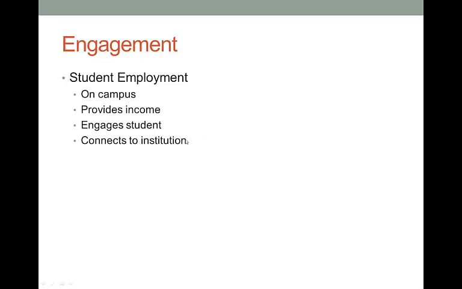And we know from Tinto that connecting with faculty and staff and engaging the student is critical. Providing them income will help with the low income piece, and having them on campus will also help connect them to the institution. So student employment is critical. Work-study programs are critical for low-income and first generation student success, because first generation students will then have interactions with faculty and staff where they're able to mentor and help guide them through these processes.